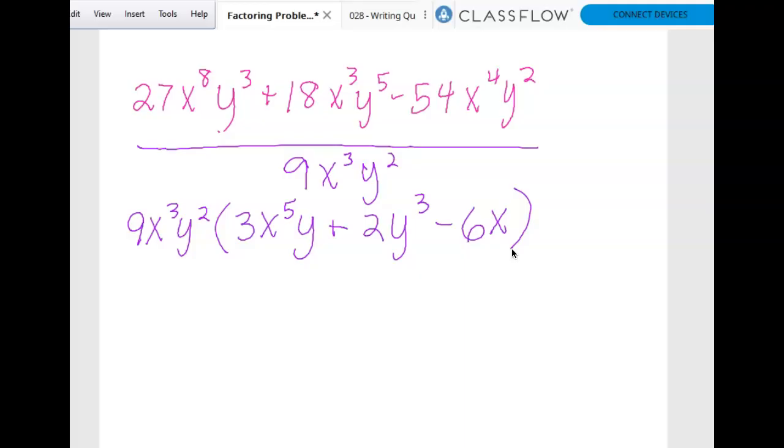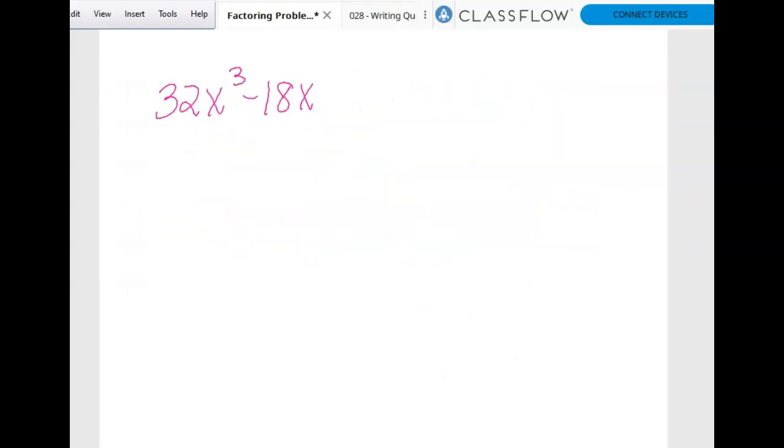Okay? If we were going to do the x, what would have to be here? We'd have to have even exponents, 2s, 4s, right? We'd have to have even. Okay, moving on to the next one.